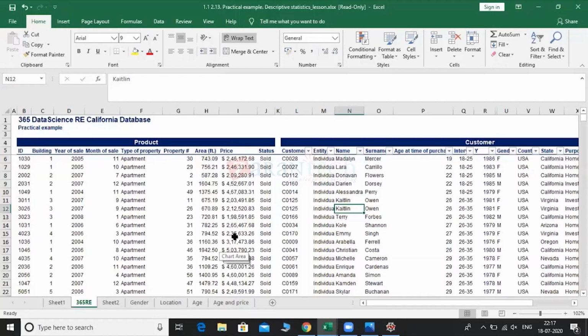So how do you think we can match this customer and product table? Is there a way?